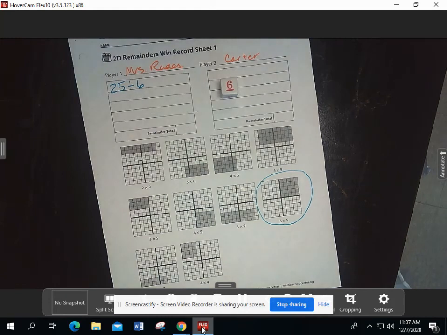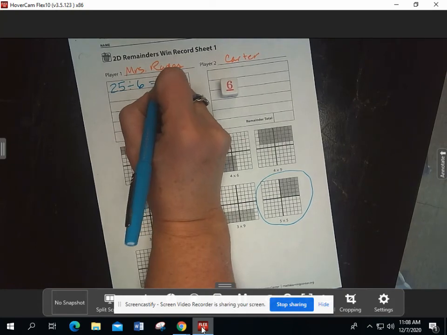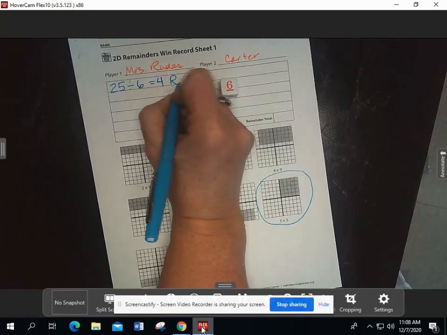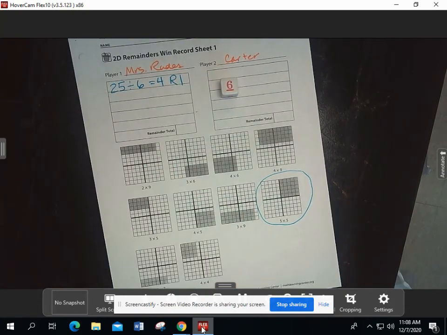That's using one of my strategies. I'm going to count by 6s, or I also know that 6 times what is really close to 25? 24. That's another one of our strategies. So 6 times 4 is 24. And so that gives me a remainder of 1.